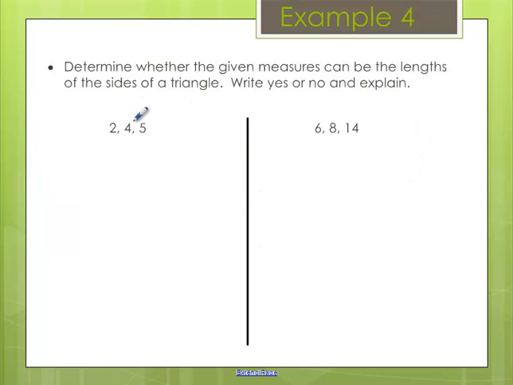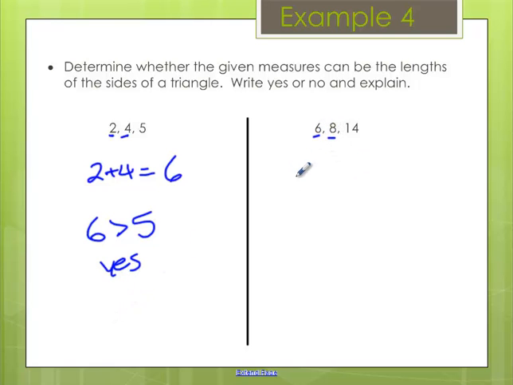Two more to try. What we want to do is determine, can this work? That's all we're doing. Can this be a possible triangle? Take the two smaller sides. 2 plus 4, 6. Is 6 greater than 5? Yes. Since it's greater than 5, that means this side can be a triangle.